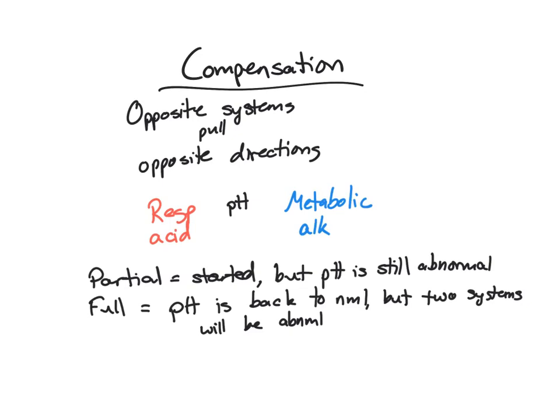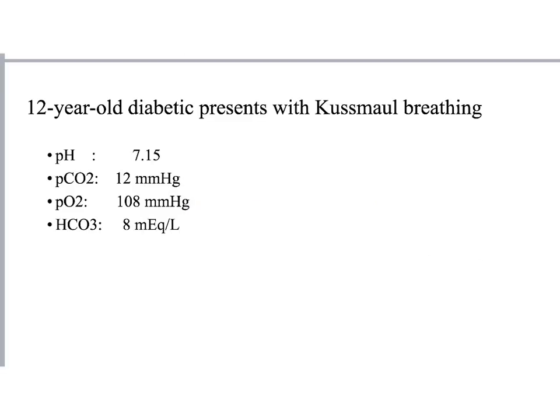So let's take a look at some compensation examples. In this example, we have a 12-year-old patient with diabetes who presents with Kussmaul respirations. Kussmaul respirations are those big, deep, fast respirations. So even before reading the blood gas, I know that that patient is exhaling a lot of carbon dioxide. I expect the PCO2 to be low. So let's draw our tic-tac-toe board and see what happens.